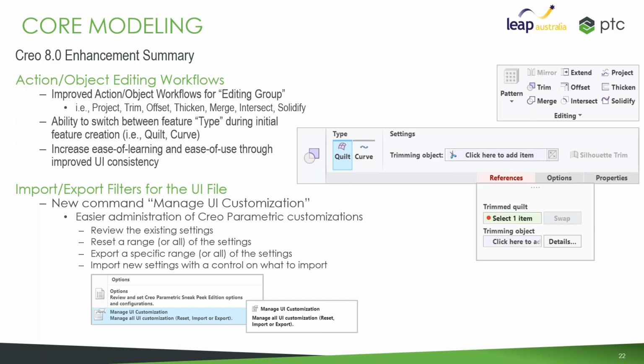Okay. So there's a new option here for managing UI customizations. Okay. So if you're an administrator and you want to roll out particular customization settings, there's some tools there for exporting them out. There's options if you want to reset things back. So all of this stuff is still stored in the .ui file like it's been since the introduction of Creo, but there's a new tool there to help you manage and work with those.